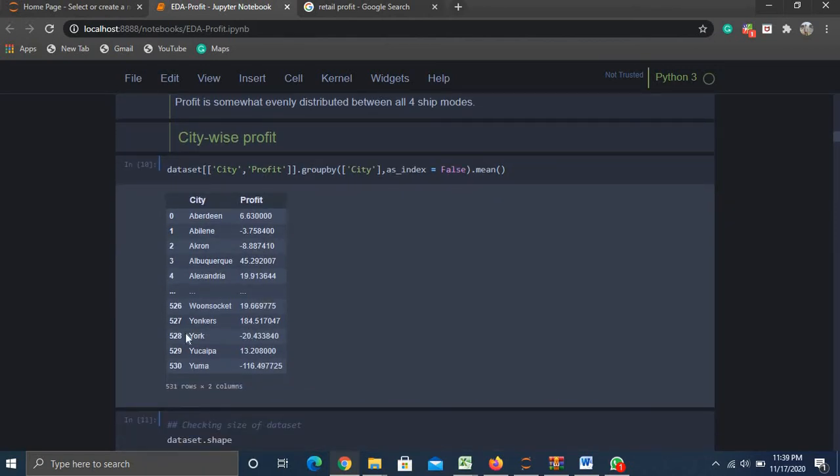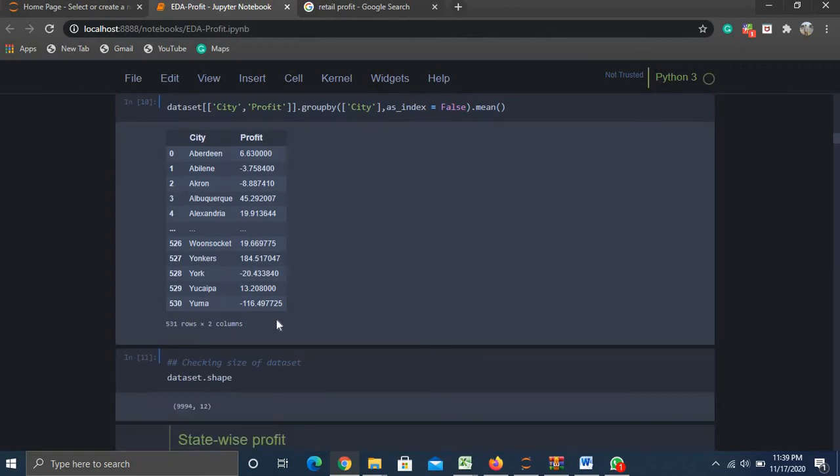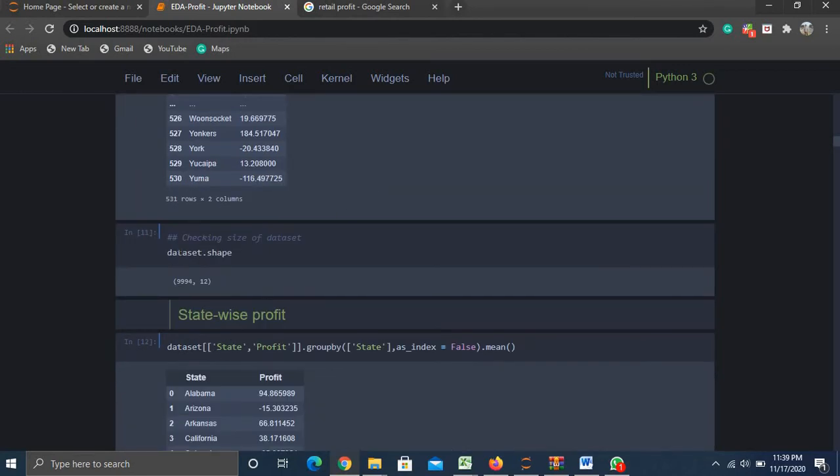Now coming to city-wide profit, there are 530 cities. This is a pretty inefficient way of checking this, but we can see the top 20 and the bottom 20. We'll see that later. Now I'm just checking the size of the data set. It has around 10,000 rows and 12 columns.